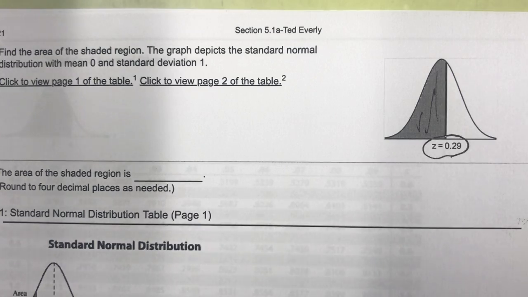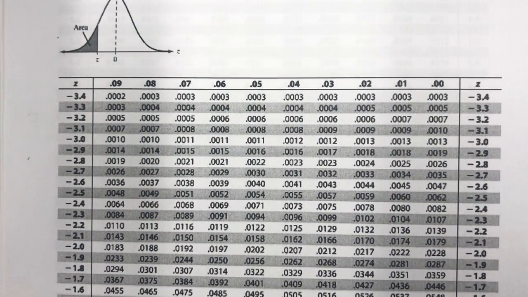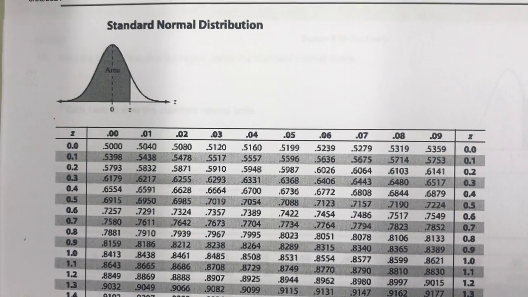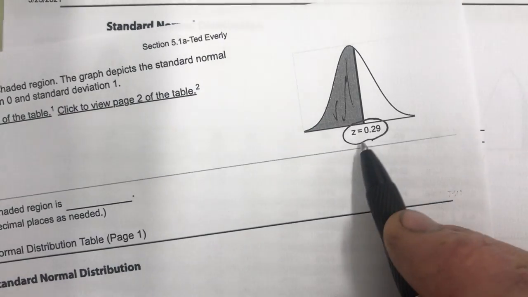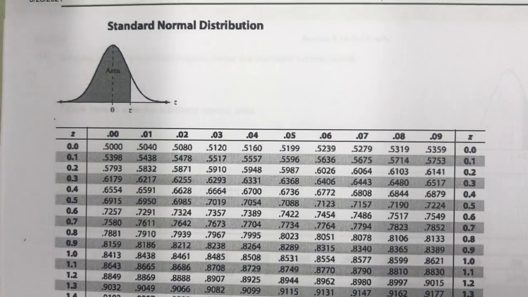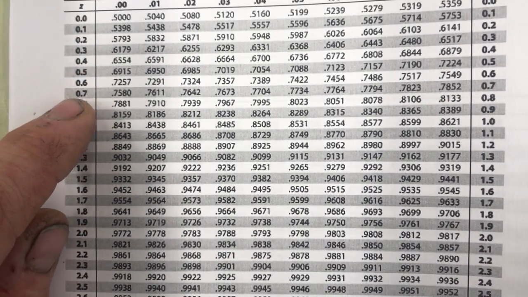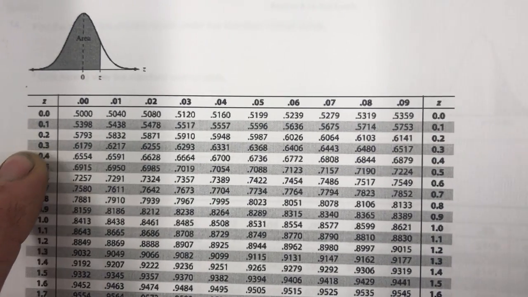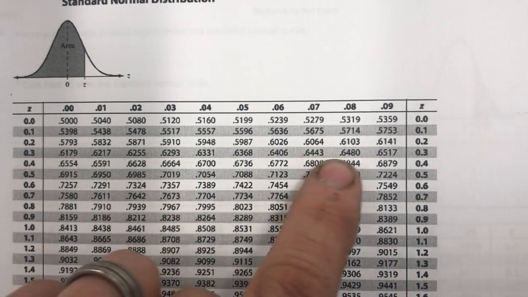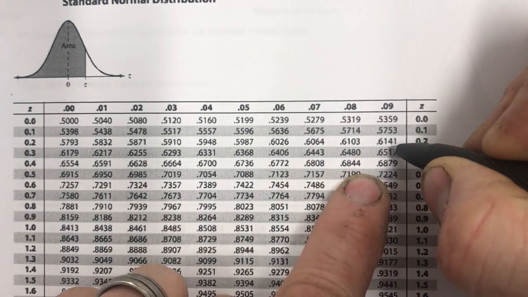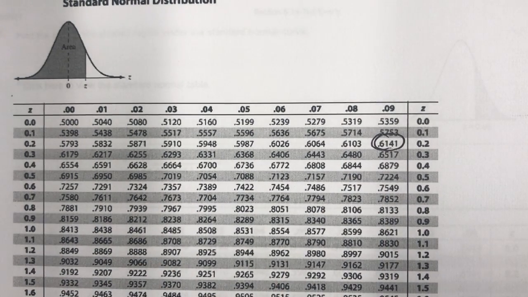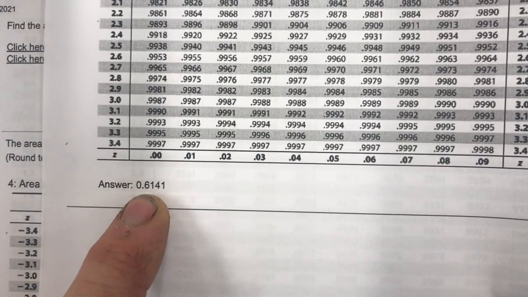All right, so I'm going to look at my table. It's got a table here included. These are all the negatives. The positives are on the other side, so we got to do 0.29. I go down here, 0.2, which is right here, and then I go over to 9. So 0.29 is right there, 0.6141, and we see our answer right there.